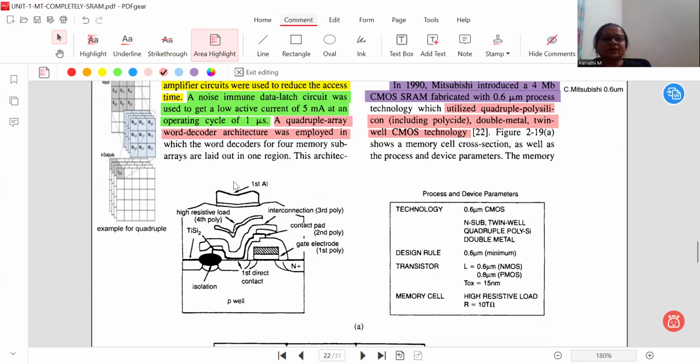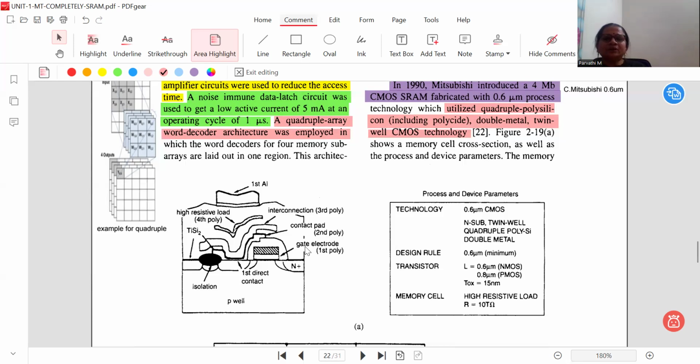So this is the gate, like first aluminum, then this is the third poly, and the fourth poly. This is the top layer, the fourth poly. This is a high resistive load, and beneath that you can observe the third poly. This poly will be used as the interconnect, and then there is a contact pad also, and the second poly. Beneath the third poly you can observe the second poly, and beneath that the first poly used as a gate electrode. So all these stacked polys will once again be seen in this Mitsubishi SRAM.